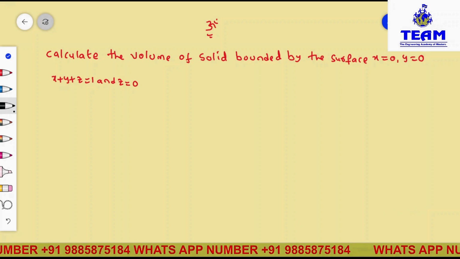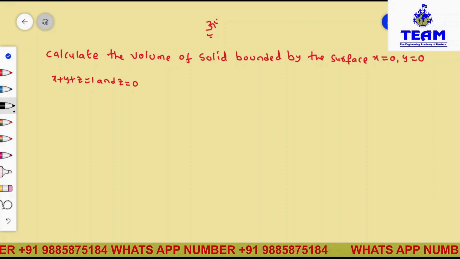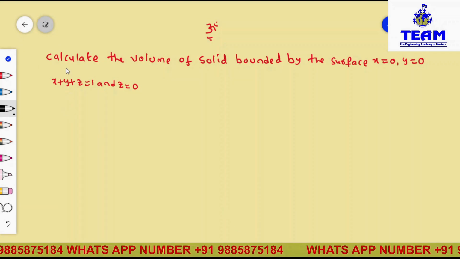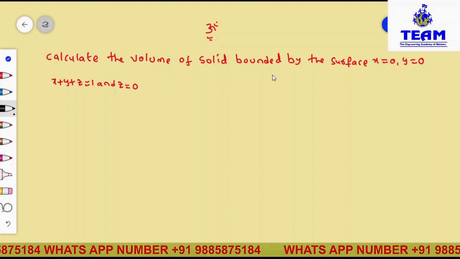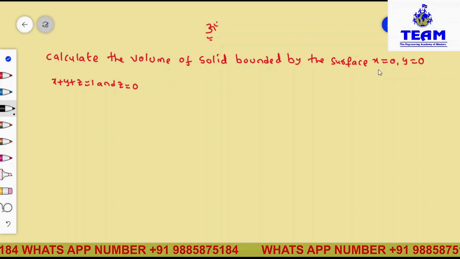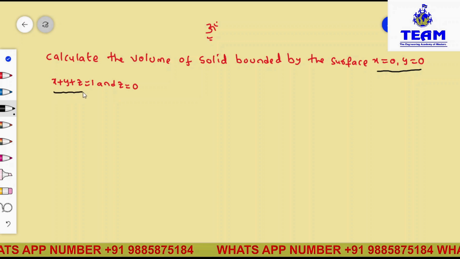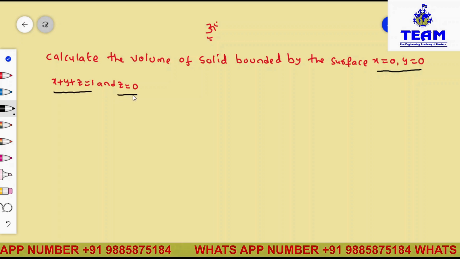Hi friends, now we are solving a problem on multiple integrals. The given problem is: calculate the volume of the solid bounded by the surfaces x equal to 0, y equal to 0, x plus y plus z equal to 1, and z equal to 0.